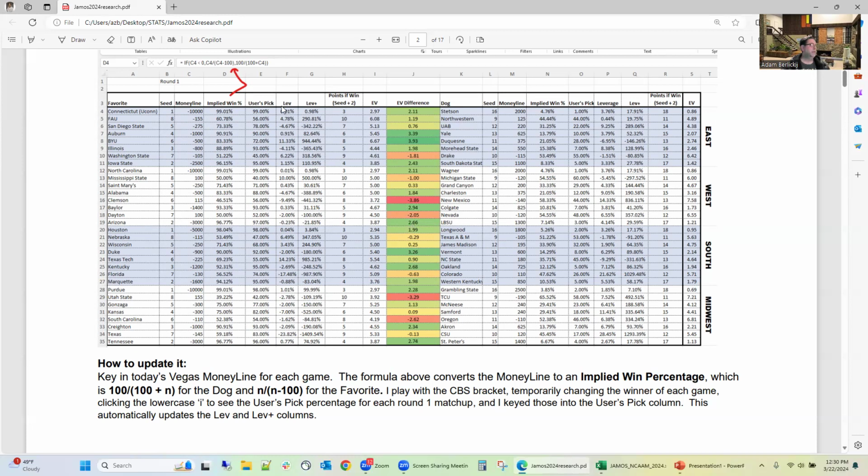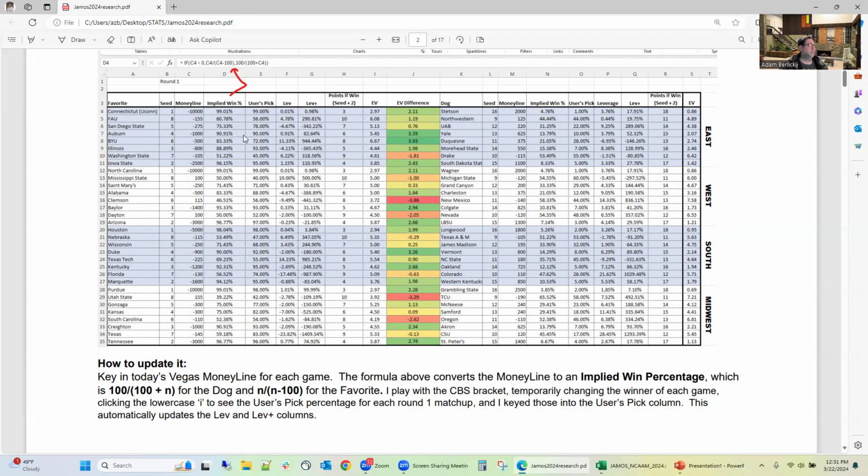By clicking on all the different eyes next to different matchups, you can populate this user's pick column, and that's going to help me calculate something called leverage and leverage plus. Leverage is how much the win percentage exceeds the user's pick or is lower than it, and lev plus is the percentage by which the win percentage exceeds the user's pick multiplied by the chance of winning. So it's like your leverage multiplied by how likely that is to happen.